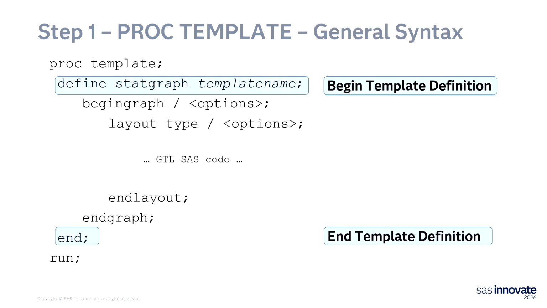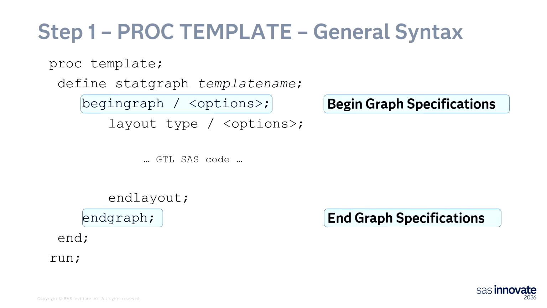First step in creating a custom template is to define the structure of the graph. This is done using StatGraph. Each custom template will start with define StatGraph template name, which allows the user to provide a name for the custom template. The template name is used when rendering the graph. That statement has a corresponding end.